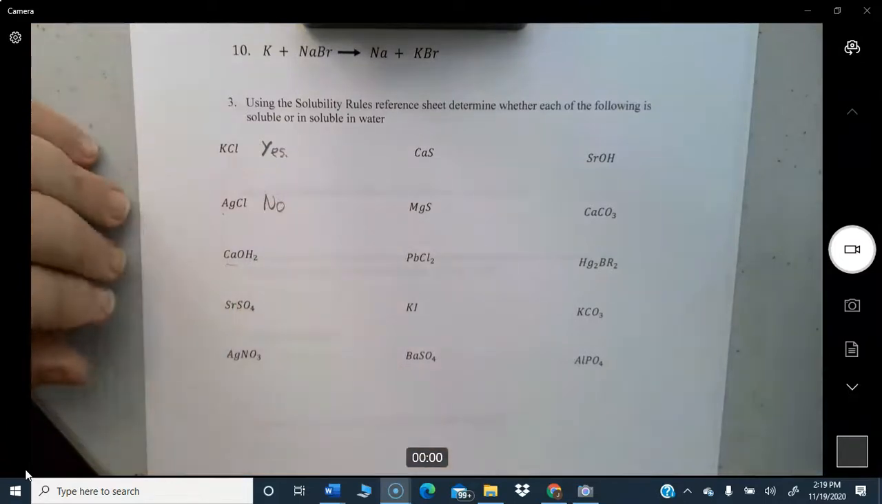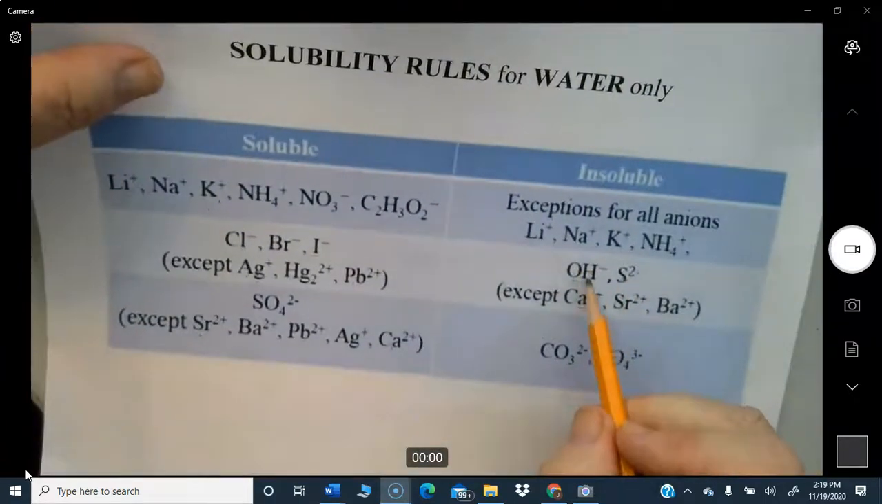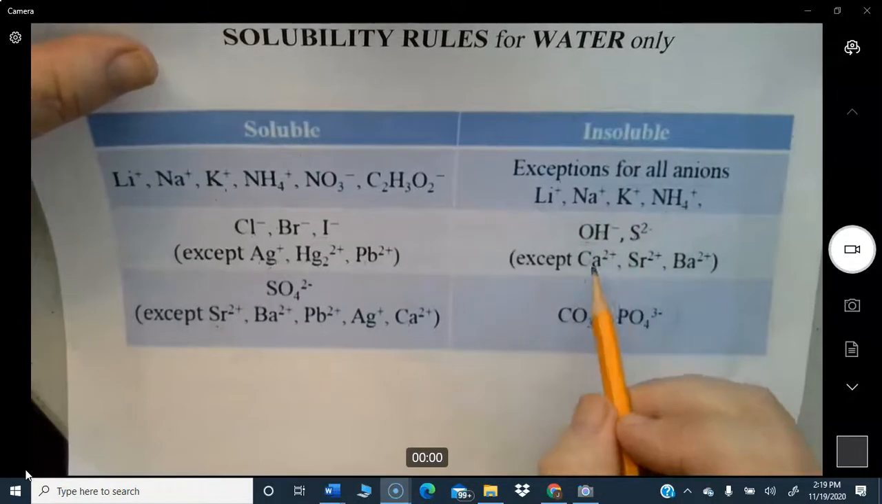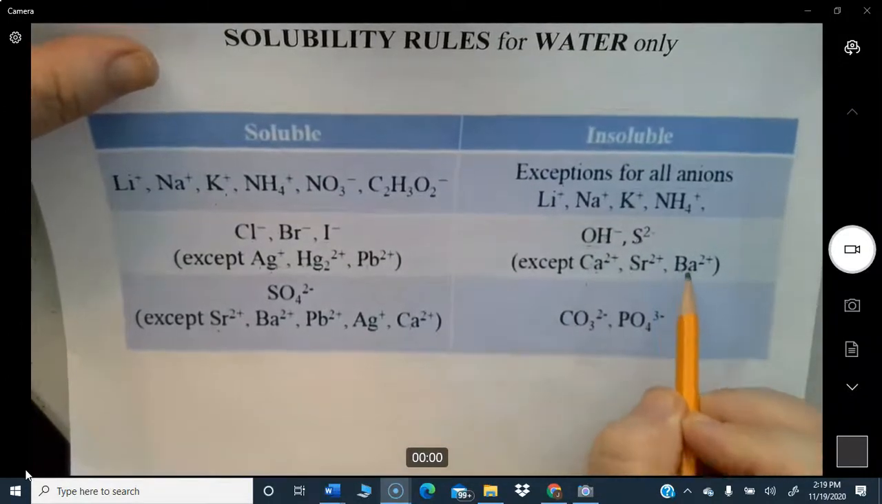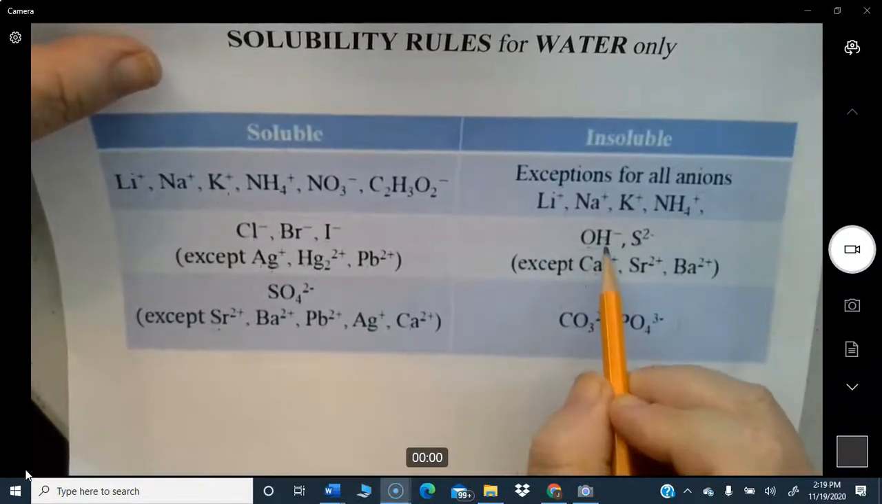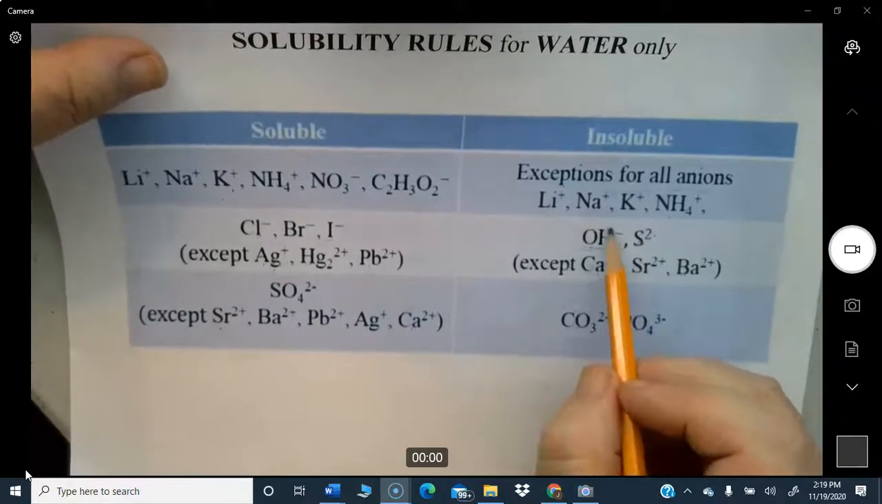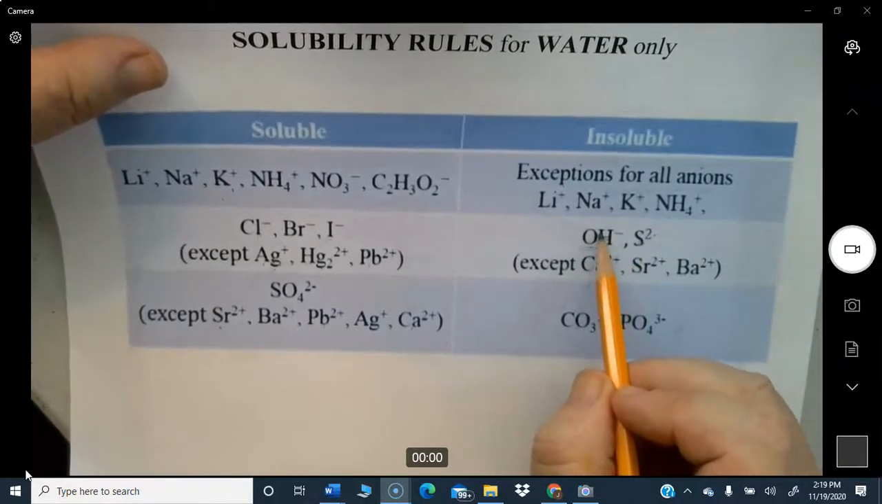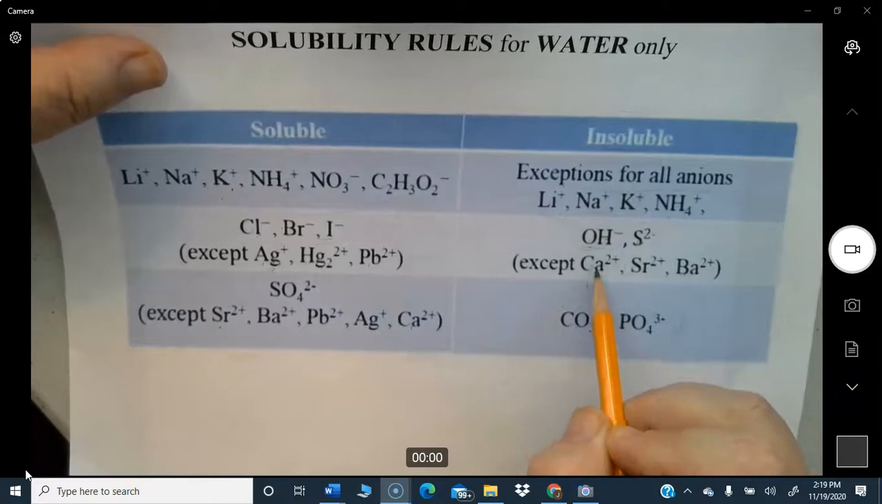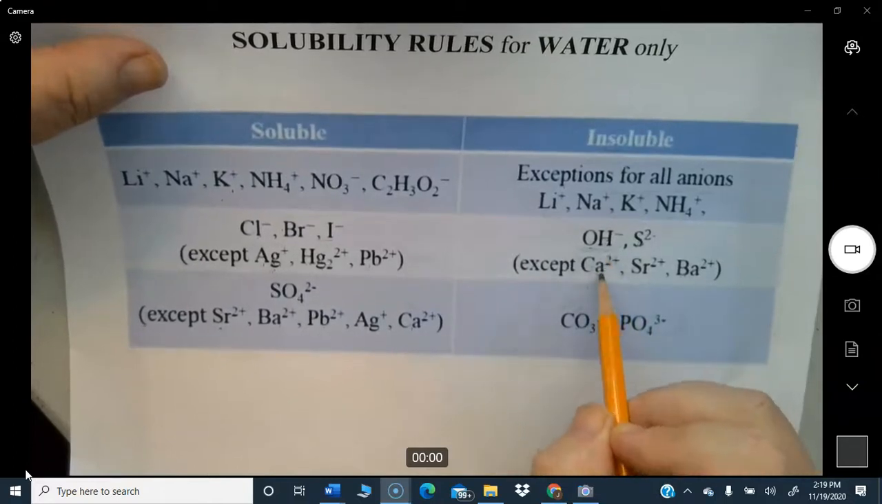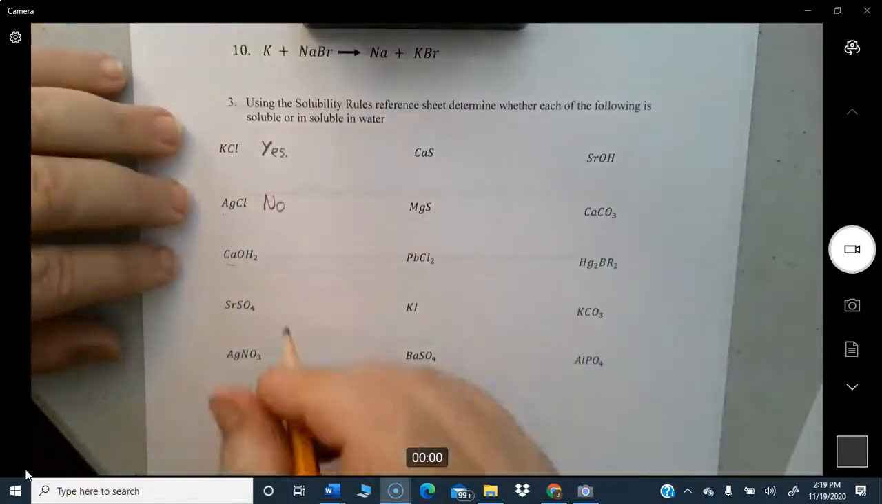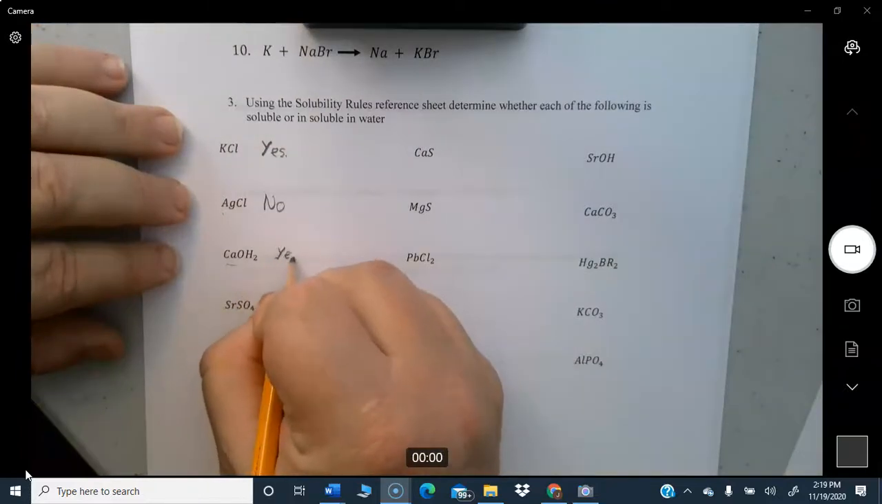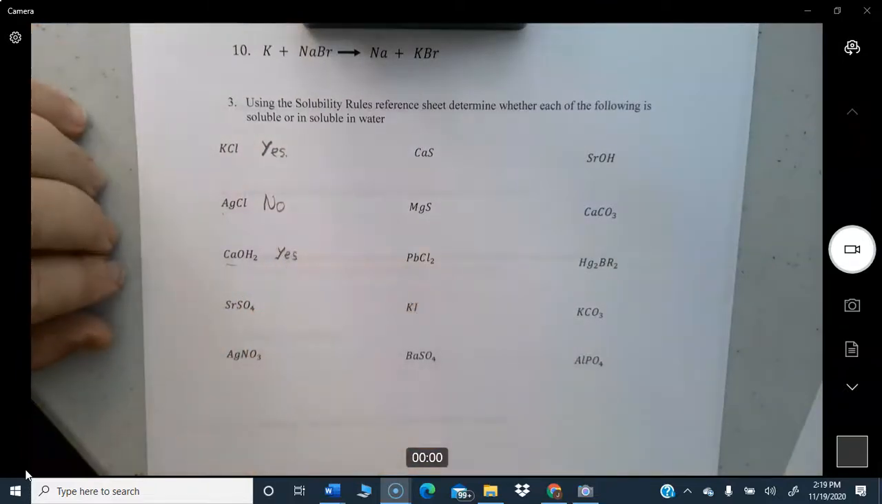Calcium hydroxide. Okay, hydroxide is not soluble. It's insoluble with everything except these 3 cations. Calcium is one of them. So that is going to be soluble. This is insoluble except if it's paired up with this and these other 2. So this is going to be soluble when those 2 are together. So again, you're just writing yes, it's soluble, or no, it's not soluble.